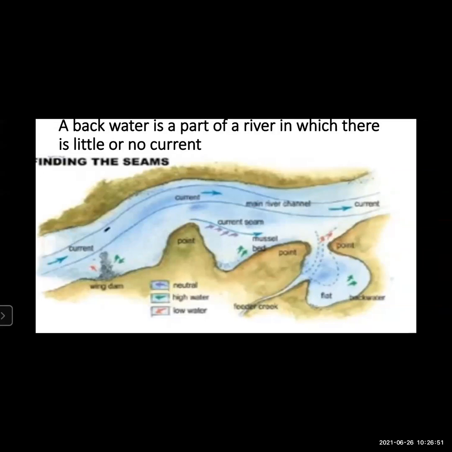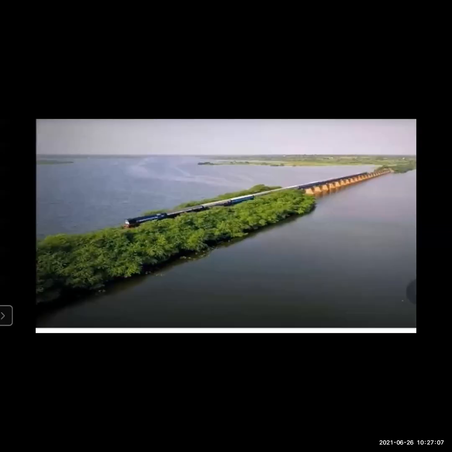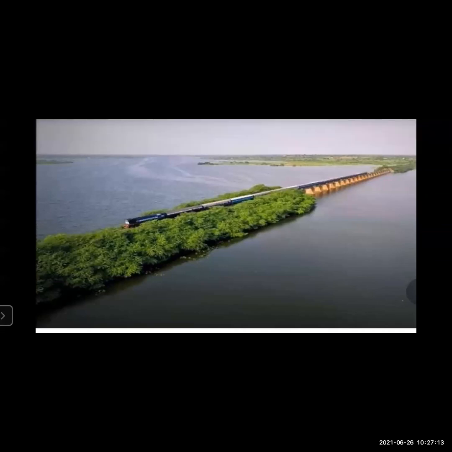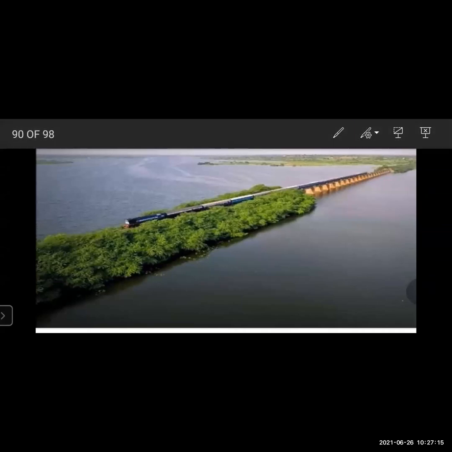Learn this term also. A backwater is a part of a river or dam or reservoir in which there is little or no current. Hope you have understood the meaning of current. Do not get confused in future. See, this is Ujjaini Dam built on river Bhima, and this is a backwater.